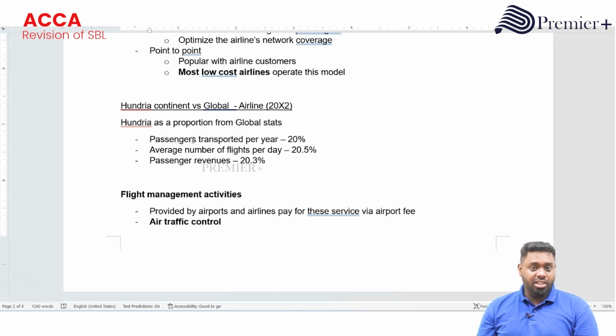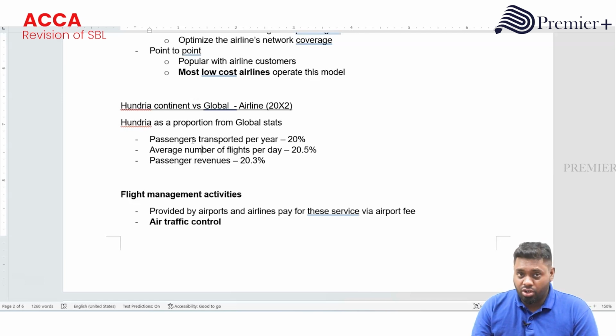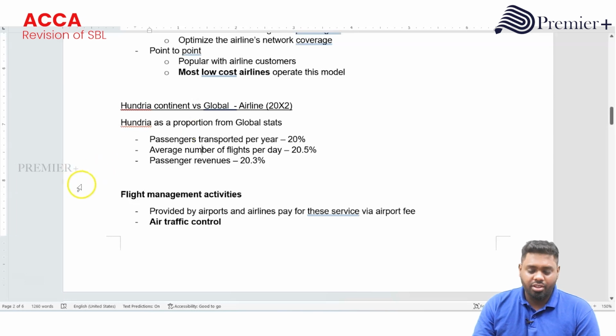So the remaining around 80%, 79.5%, is from the rest of the world. And passenger revenues, out of the total revenue, 20.3% is from India. So you can see one-fifth or 20% of the activities globally are relevant to the Indian continent itself, and this Indian continent is the major target market for Cleartrip.